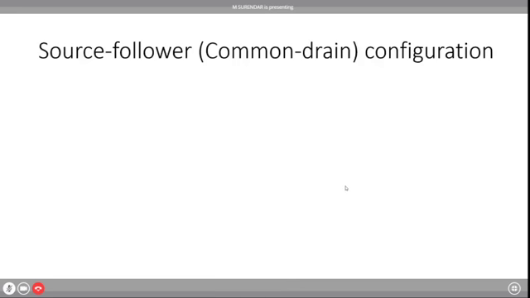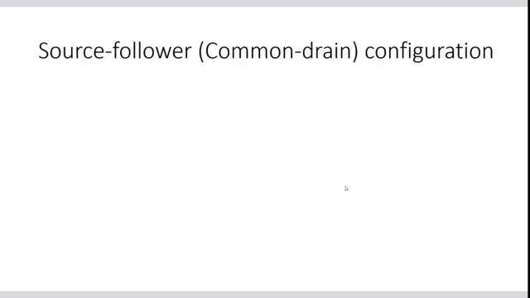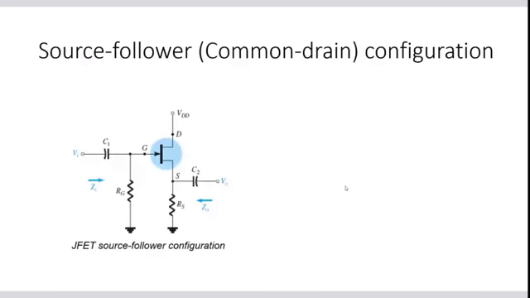That is the source follower or common drain configuration. The source follower circuit we have already studied with the BJT. The same logic we are going to apply here. Okay, this is the circuit we have, and this is the JFET source follower. Remember, this is the JFET source follower, and for the BJT, what you have is, I don't have a resistor here. I have a resistor here that is connected to the VCC.